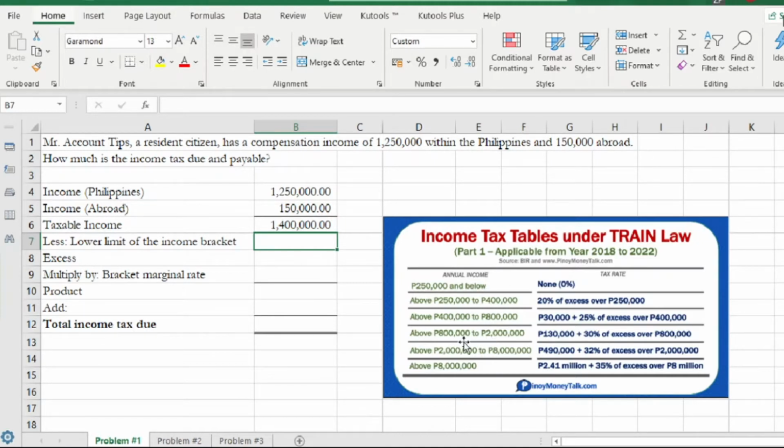Now, you may be wondering, what does the 130,000 plus 30% of the excess over 800,000 mean? Let me explain this to you. In computing for the income tax due, what we must first do is to subtract the lower limit of the income bracket from the taxable income. So in our case, taxable income is 1,400,000. Now, the lower limit of the income bracket is 800,000. So we must input here negative 800,000.